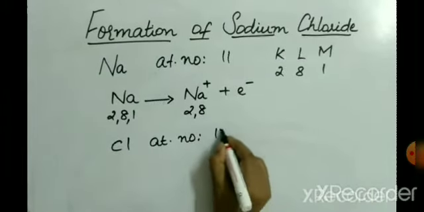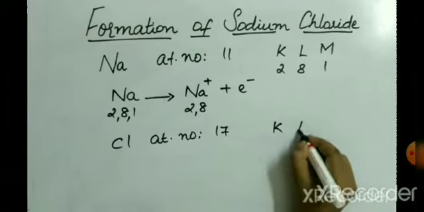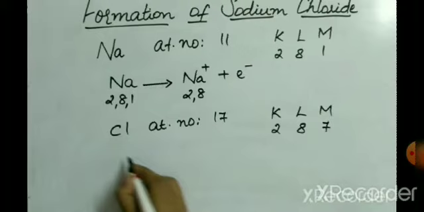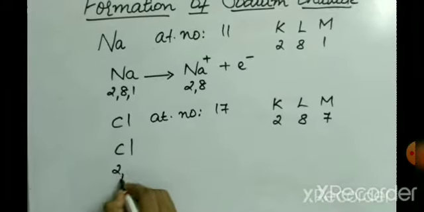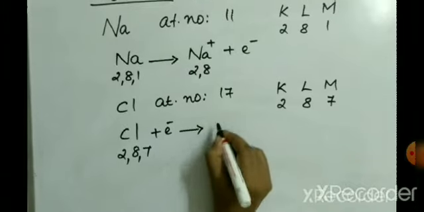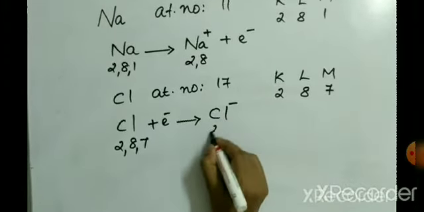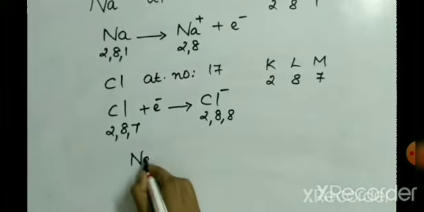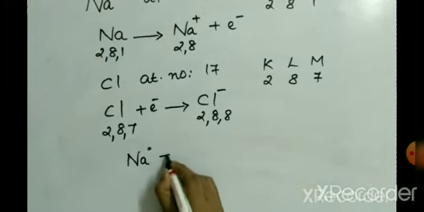Chlorine, atomic number 17, electronic configuration K L M: 2, 8, 7. Since 7 electrons are present in the outermost shell, chlorine requires 1 more electron to get octet configuration. So 1 electron lost by sodium will be now gained by chlorine, which changes to chloride ion with configuration 2, 8, 8.